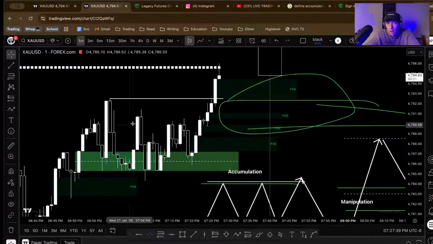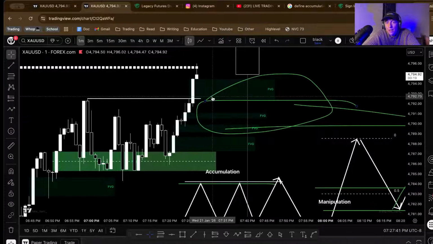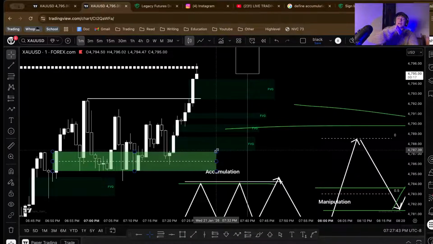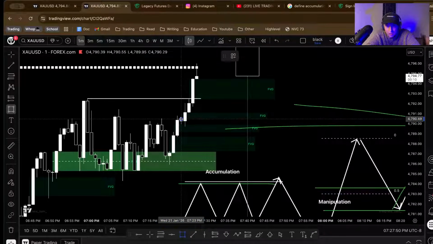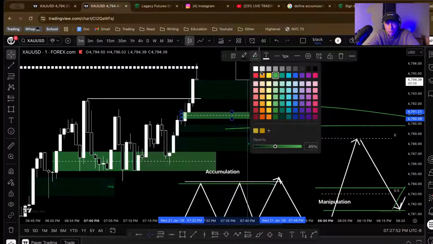We just took out the high. We manipulated towards buy side. Now we're looking for that sell side manipulation. So wait for the ceiling, wait for it to start coming back down. We're going to look for one of these gaps to get disrespected, and then we're going to hop in off of one of these gaps.